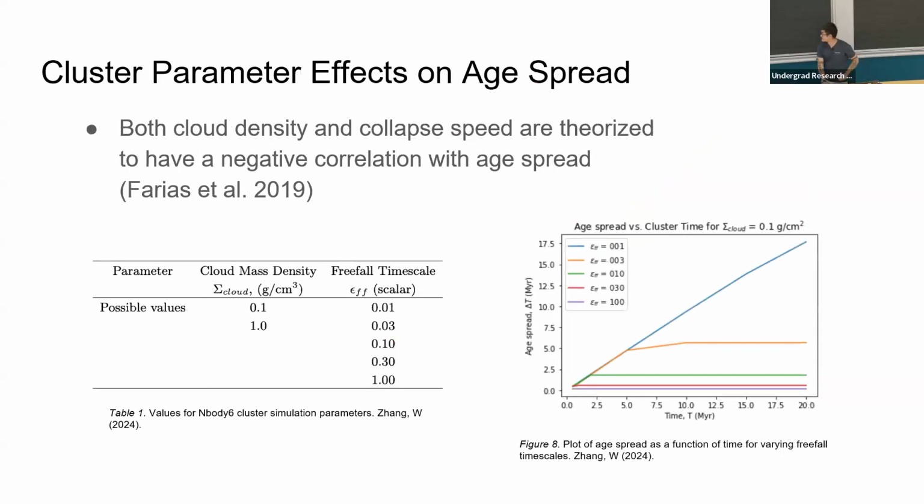Everything looks good. So now we want to think about how those cluster parameters affect how that diagram looks. As I said, we have density, we have the speed at which it collapses. Intuitively, more dense, faster star formation, faster collapse, faster star formation. So right here we have a plot of age spread varying with time, and then we see our highest age spread simulation is the one that collapses the slowest.